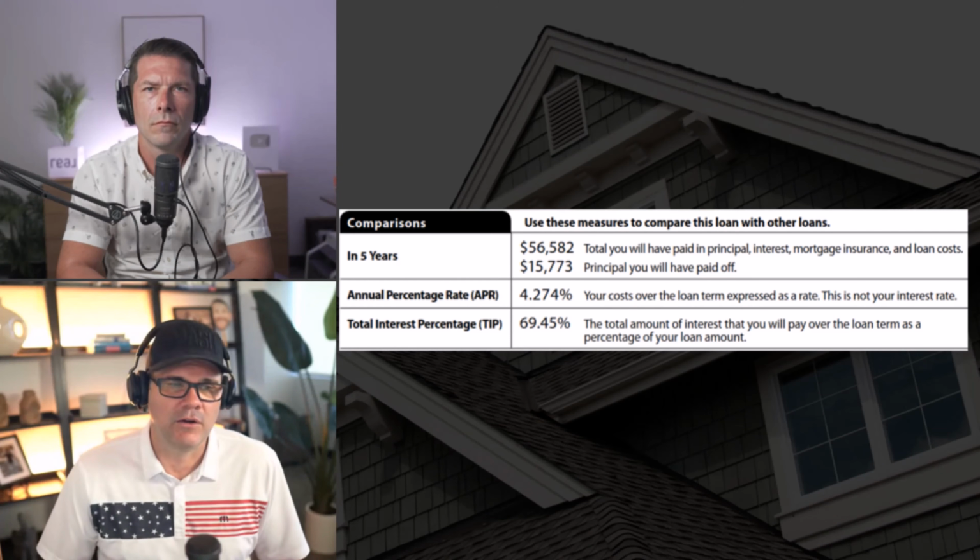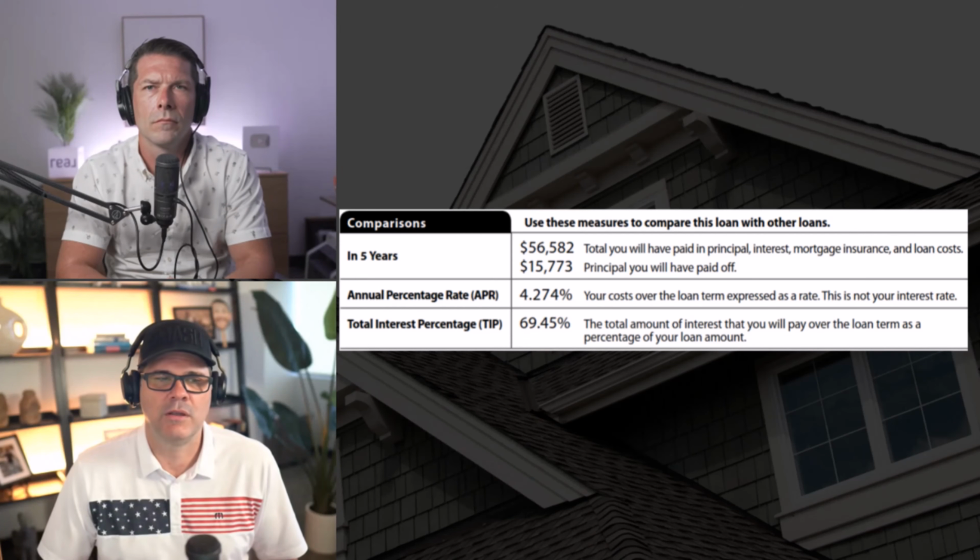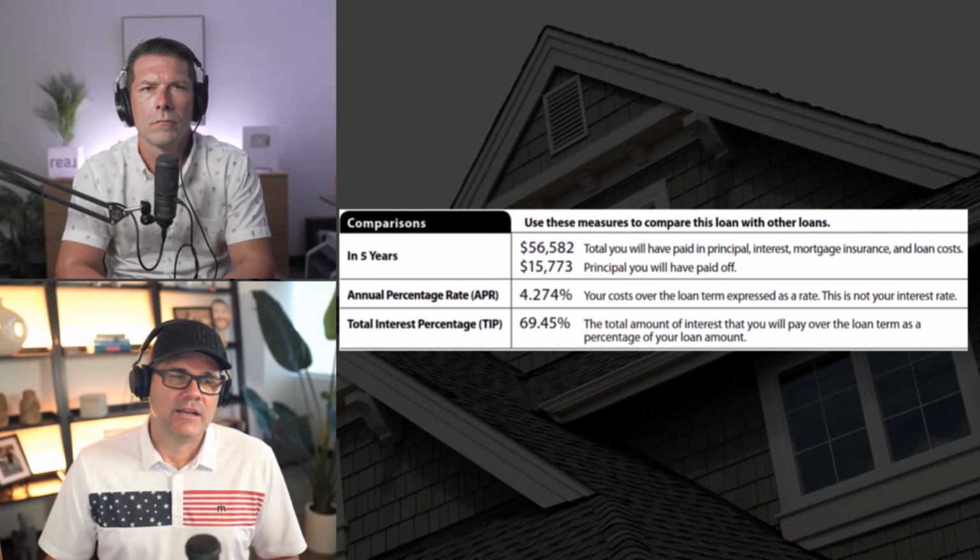So in 5 years, the first line item is the total you will have paid in principal, interest, mortgage insurance, and loan costs. And then they also put an item, how much principal you will have paid off. So the next one is annual percentage rate.